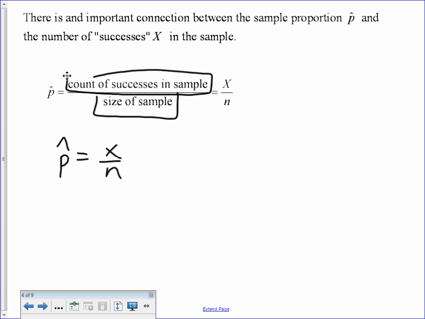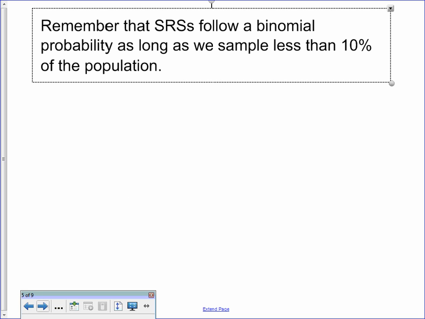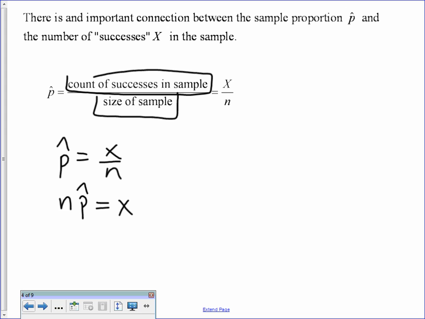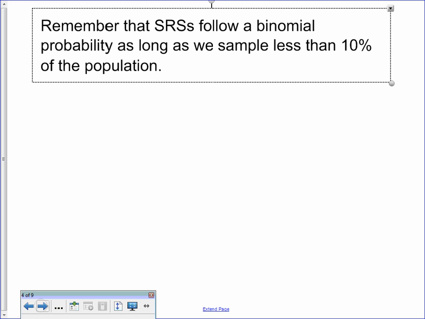What's really interesting is that if I multiply both sides by n, I get n p hat equals x. And that should look vaguely familiar from our time with the binomial. Because if you remember, the binomial said that the mean of x was n times p. That was our expected value of a binomial. And so things start to overlap.